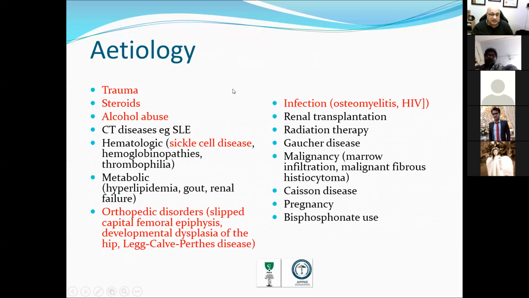Trauma is number one, and steroid and alcohol abuse. Okay, some of the collagen disorders, sickle cell in hematology and hemoglobinopathies. So sickle cell in Pakistan must be the commonest problem. There are some metabolic conditions, and you have certain conditions which are orthopedic disorders which will eventually lead to AVN. And we've all talked about developmental dysplasias and Perthes disease and all that kind of stuff.